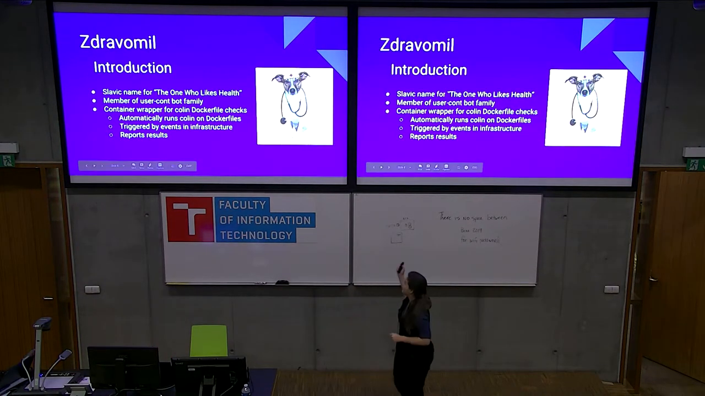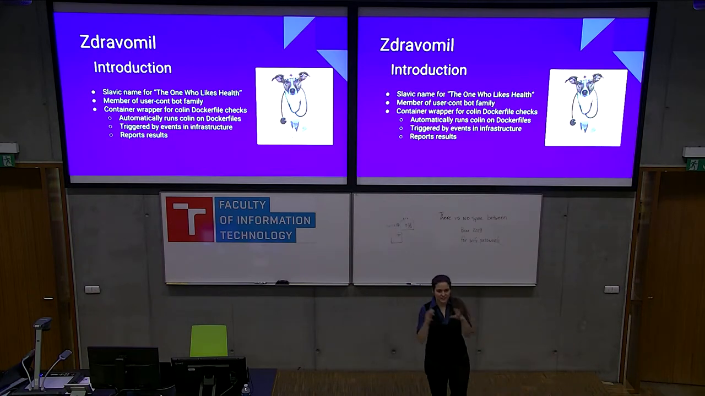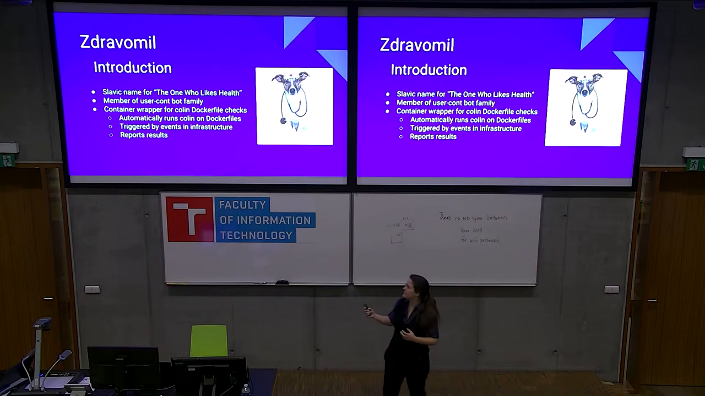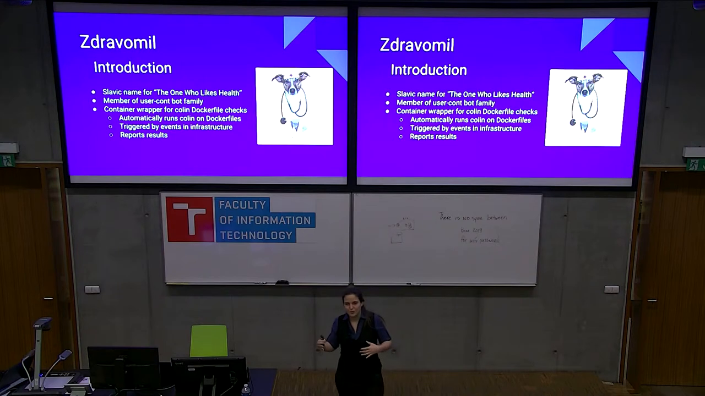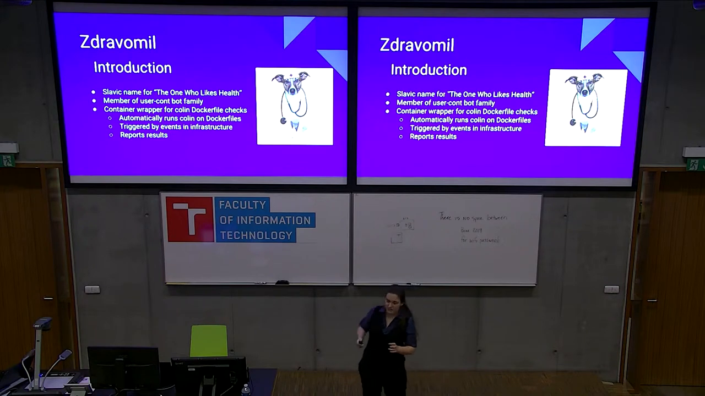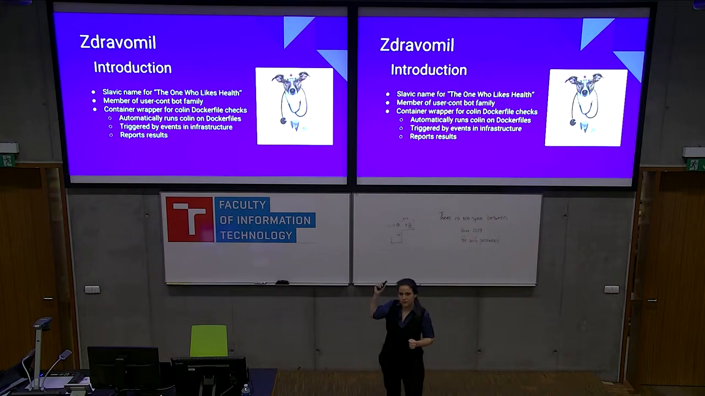Okay, so Zdravomil is a container that in its core contains Colin, and it adds some other things that might be important. Zdravomil is a member of our UserCont bot family, and these bots are there for you to do the things you would do manually otherwise. So it should act a little bit as a human. That's why it has a human name. And what it does, when there is a new pull request on GitHub, Zdravomil will see that, and it will trigger the Colin runs and report the results in the pull request comment.